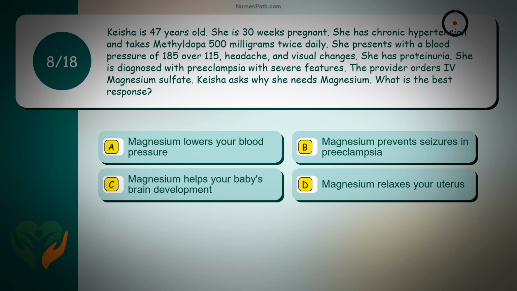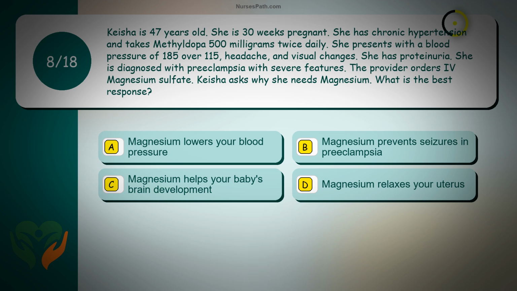Question 8. Keisha is 47 years old. She is 30 weeks pregnant. She has chronic hypertension and takes methyldopa 500 mg twice daily. She presents with a blood pressure of 185/115, headache, and visual changes. She has proteinuria. She is diagnosed with preeclampsia with severe features.